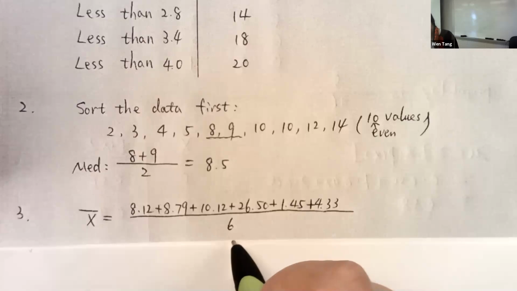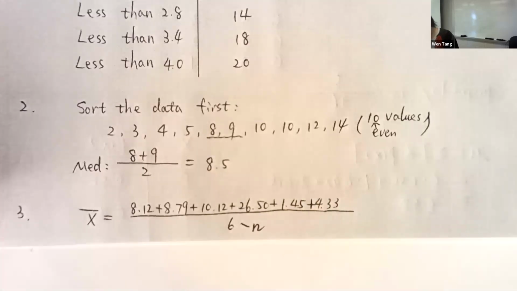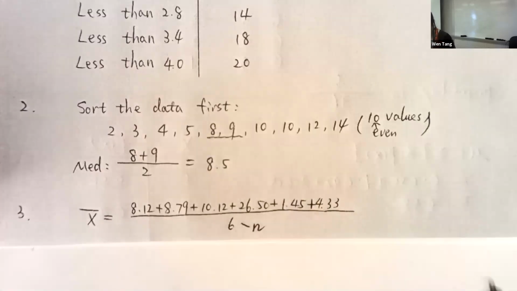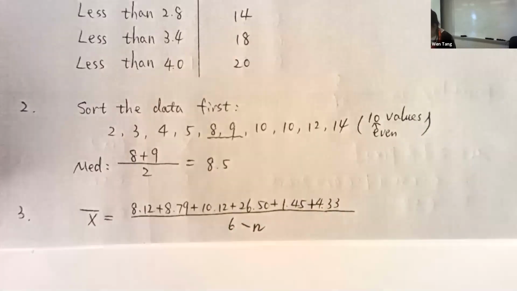Divided by 6. That's how many values we have, that's our n. And the top will be the sigma x, which means each value we should use, then we add them up to find the sum. Remember, the notation of sample mean is x bar. That's our sample mean.